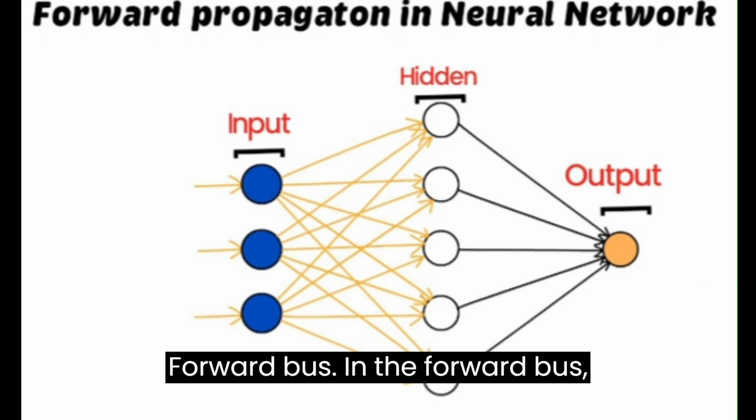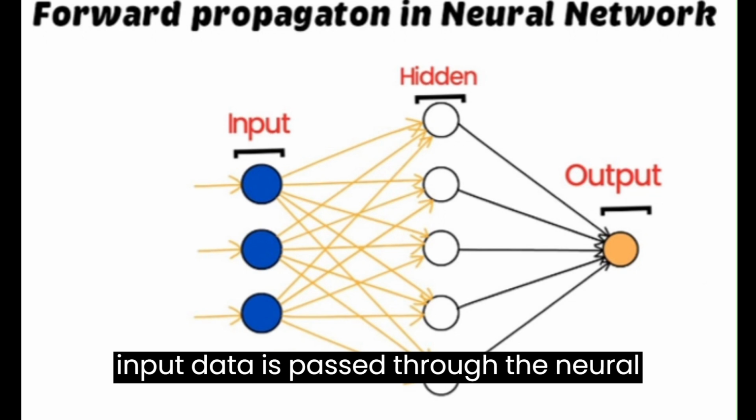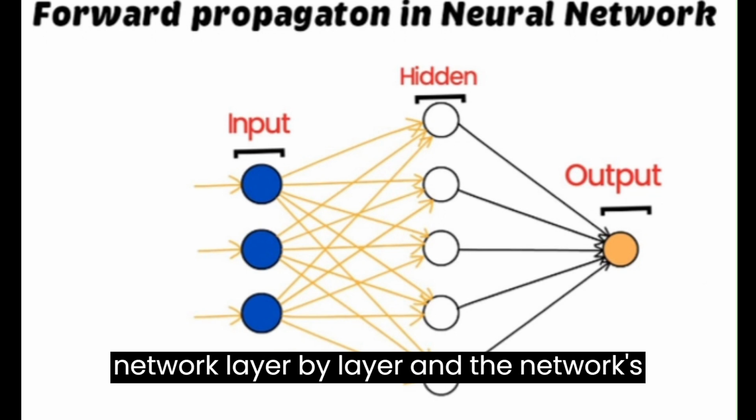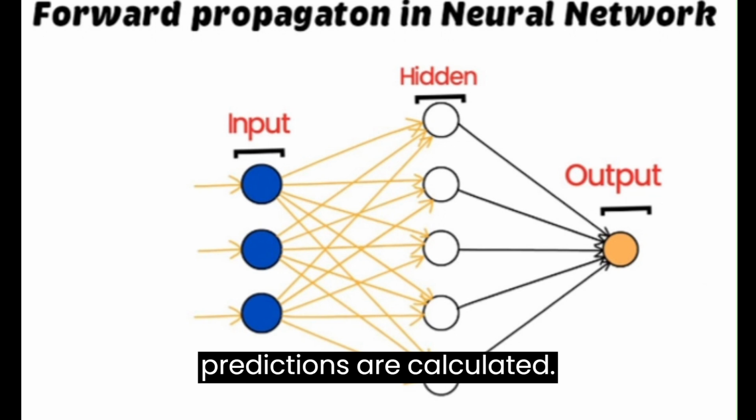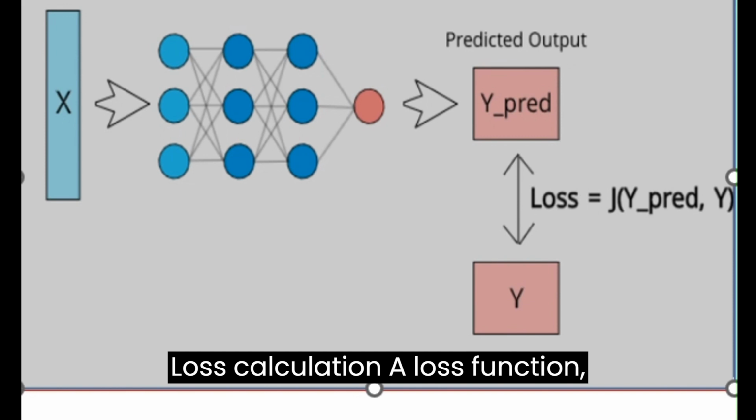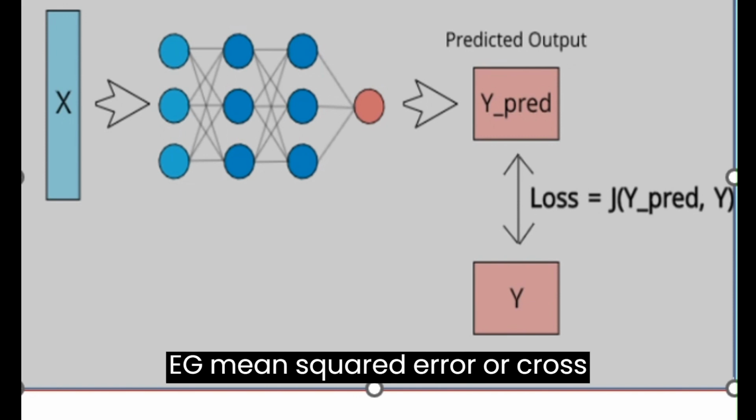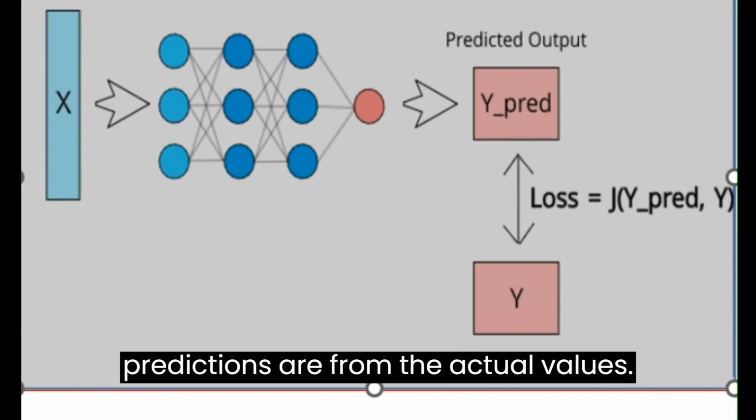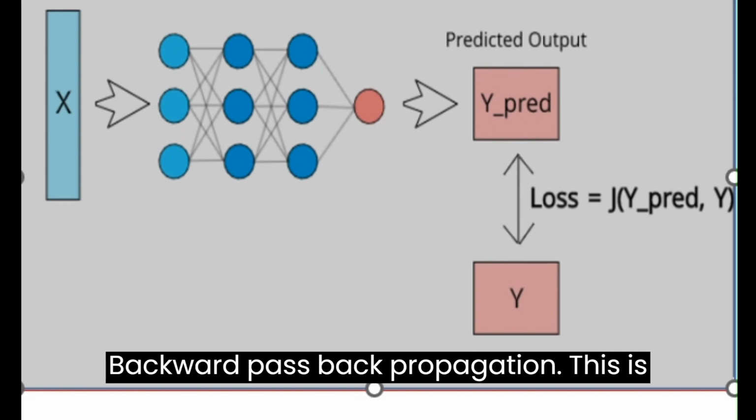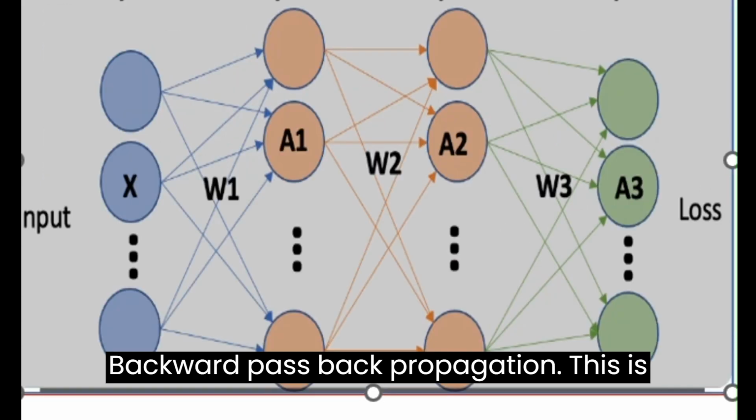Forward pass. In the forward pass, input data is passed through the neural network layer by layer, and the network's predictions are calculated. Loss calculation. A loss function, e.g., mean squared error or cross entropy, quantifies how far off the predictions are from the actual values. Backward pass, backpropagation. This is the key step.